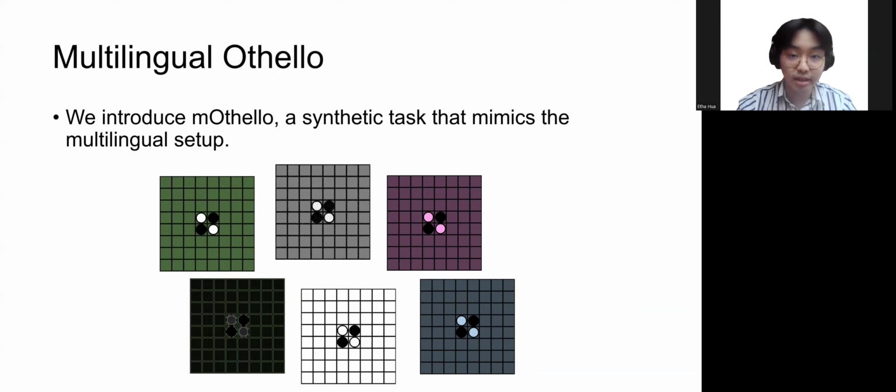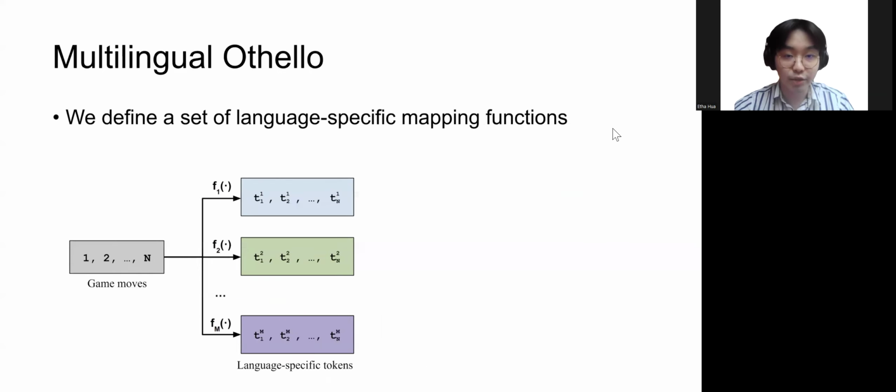Moreover, the semantics of these multilingual sequences are more straightforward compared to natural language sentences, since they just represent Othello game trajectories. So what is multilingual Othello? To represent Othello game trajectories, we encode each game move in Othello as an integer, so that an Othello game trajectory becomes a list of integers.